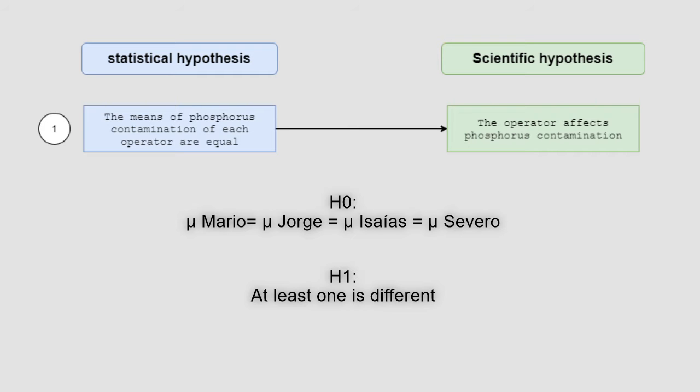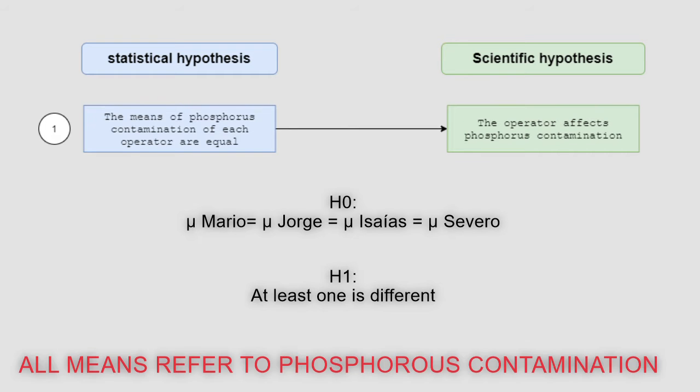We have 7 different statistical hypotheses linked to their respective scientific hypotheses. For the first one, we have that the means of phosphorus contamination of each operator are equal. The H0 would be mu Mario equals mu Isaías equals mu Jorge equals mu Severo, and the H1 would be that at least one of them is different. This statistical hypothesis is linked to the scientific hypothesis that the operator affects phosphorus contamination.